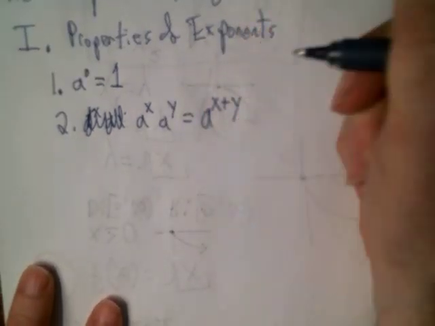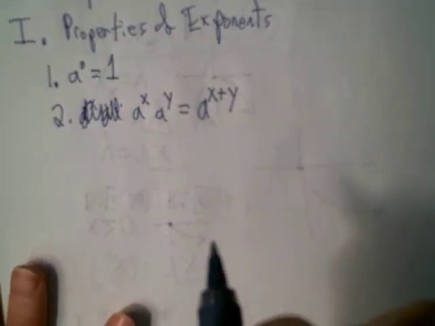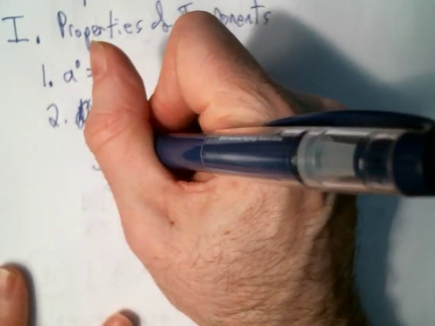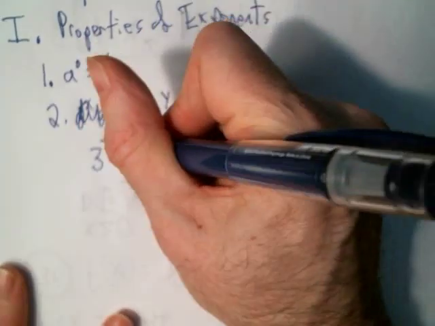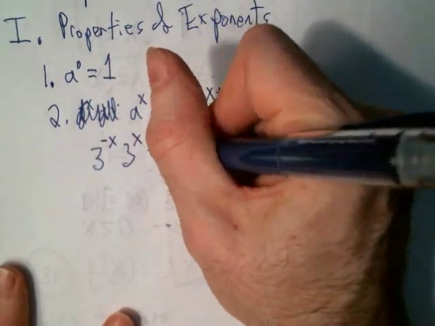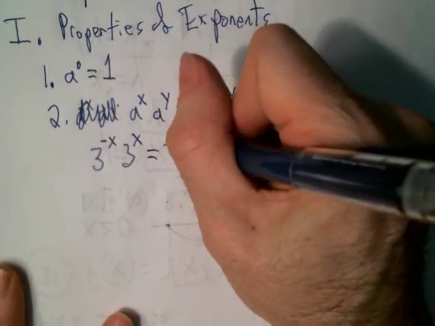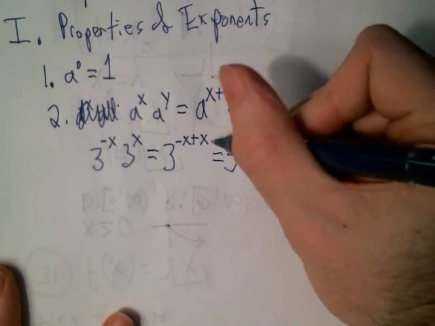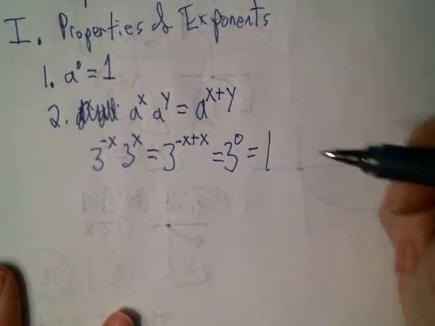So x to the y. And we could just do these in sort of examples, like 3 to the negative x times 3 to the positive x is equal to what? Well, it's 3 to the negative x plus x, which is equal to 3 to the 0, which is equal to 1, right?